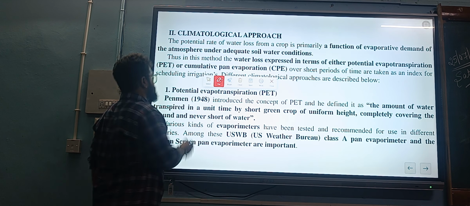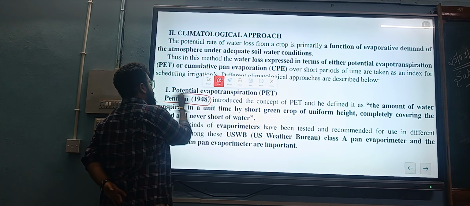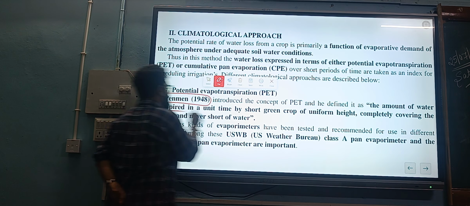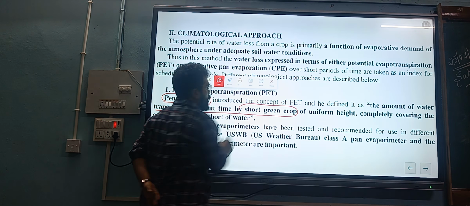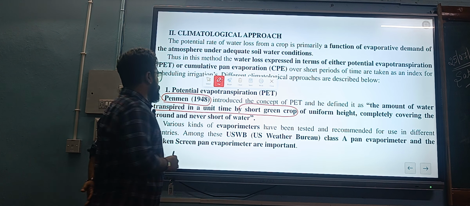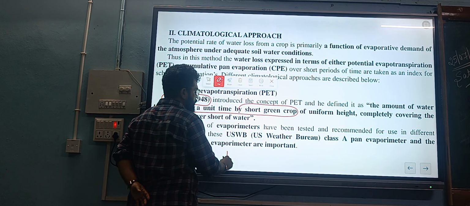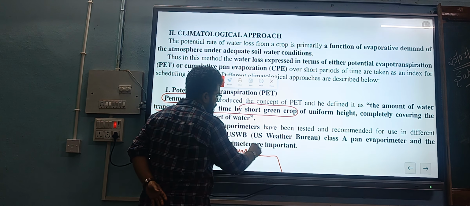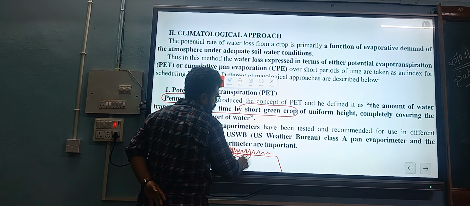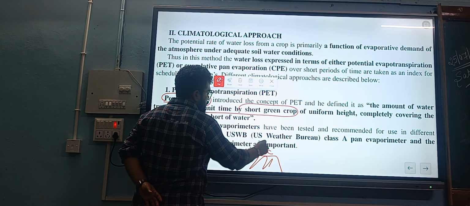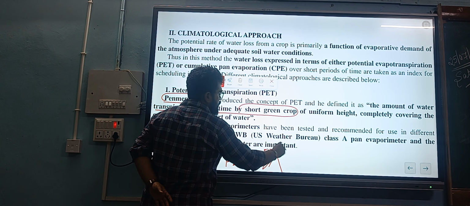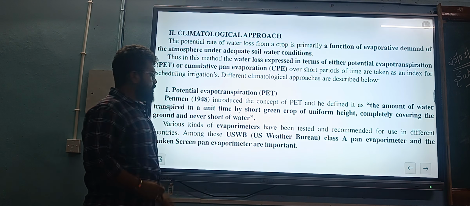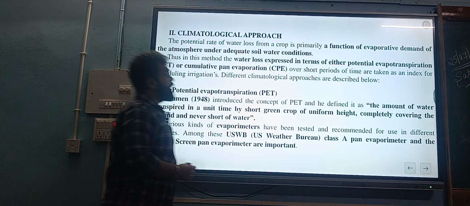Potential evapotranspiration, as we have discussed, was given by Penman. It is a concept defined as the amount of water transpired in unit time by a short green crop of uniform height, completely covering the ground and never short of water. We measure it from a land where a green crop, a grass, is completely grown and the soil is never short of water. Evapotranspiration measured under such conditions we consider as potential evapotranspiration. To measure that we use the USWB class A open pan evaporimeter.